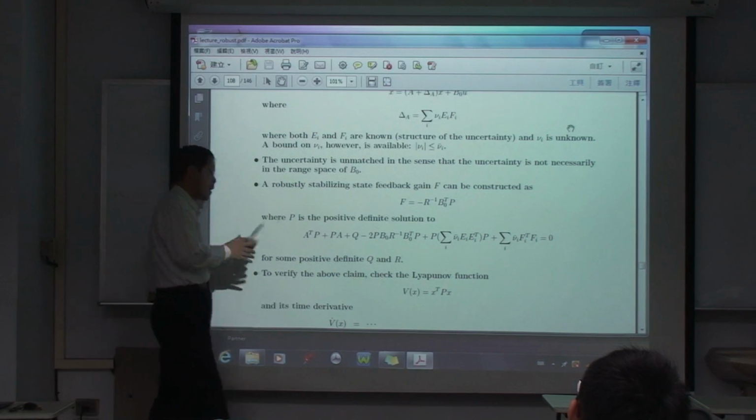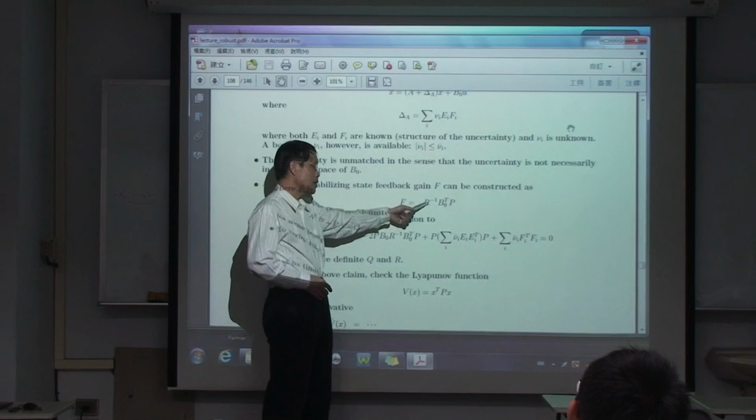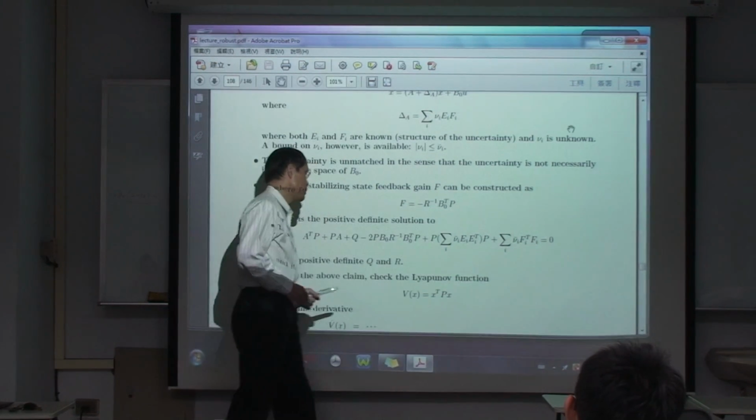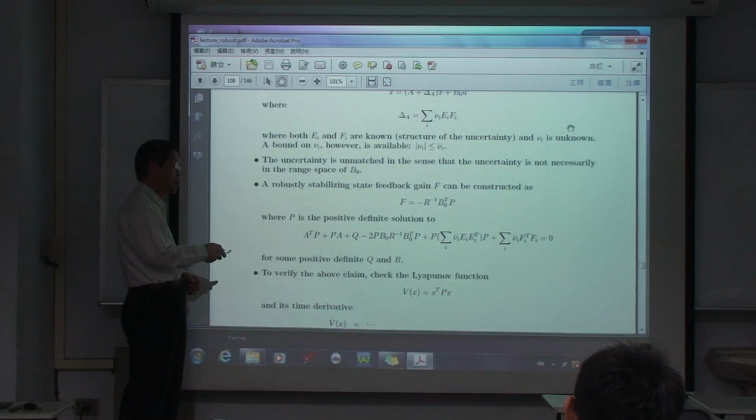That means assume F equal to this one. Here I'm using a matrix again, but you can assume it to be a scalar, it doesn't matter. So I assume this F has this kind of structure. That means the state feedback gain equals minus R inverse B0 transpose P. And with this controller, if you substitute it in and then assume a similar Lyapunov function, we end up with this.